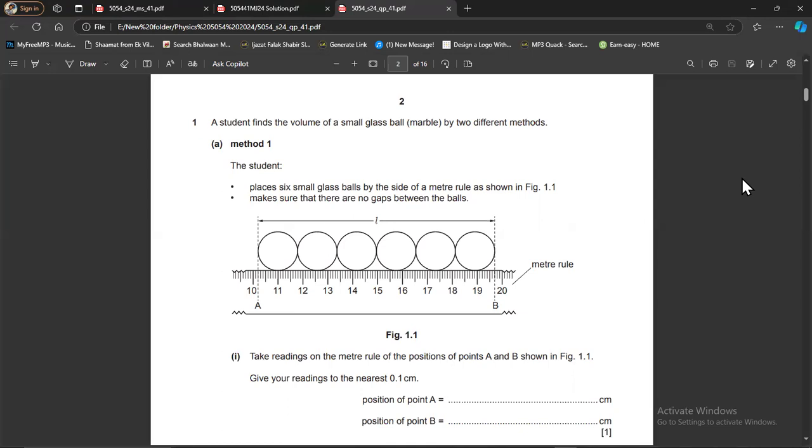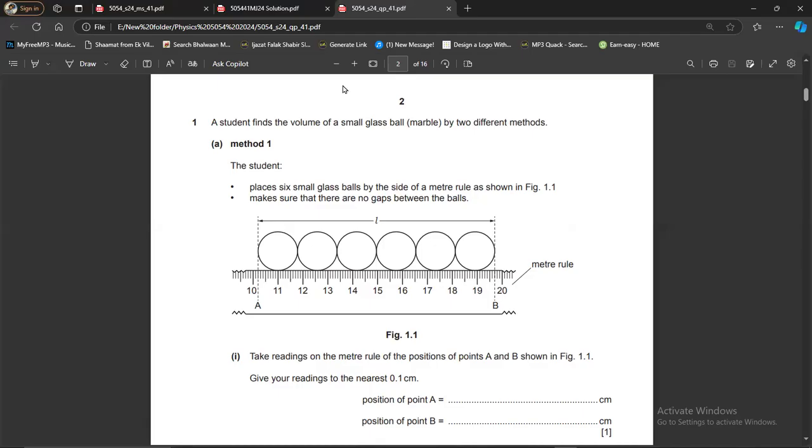Take readings on the meter rule of the positions of the point A and B shown in figure 1.1. Give your readings to the nearest 0.1 centimeter, the position of the point A and the position of the point B. So you can see we have placed 6 marbles by the side of a meter rule. So they are starting from here.